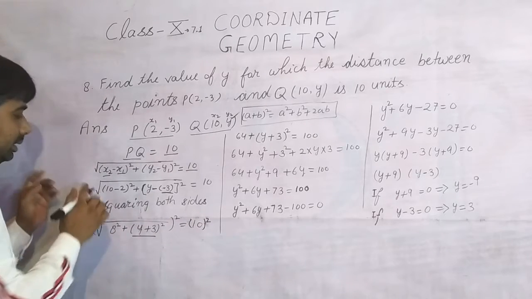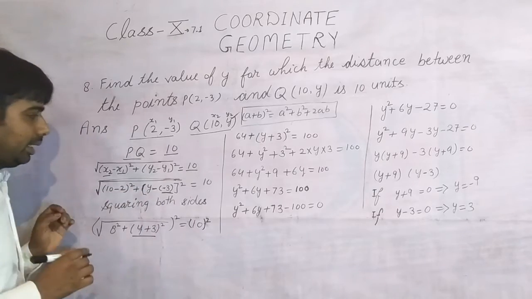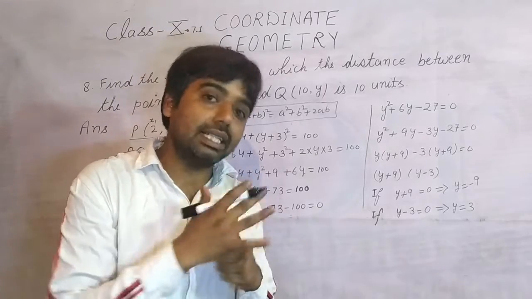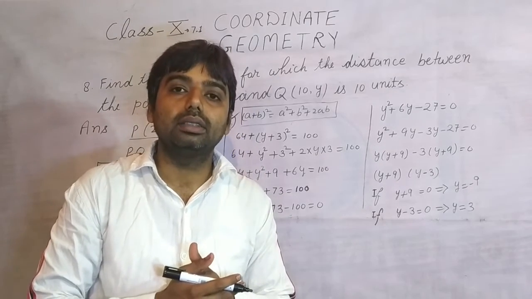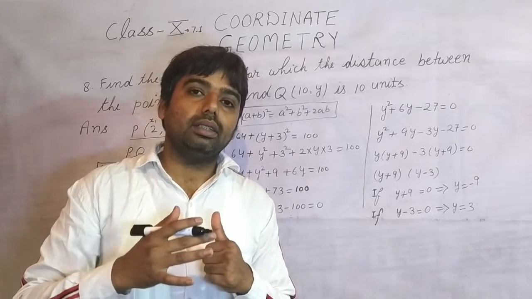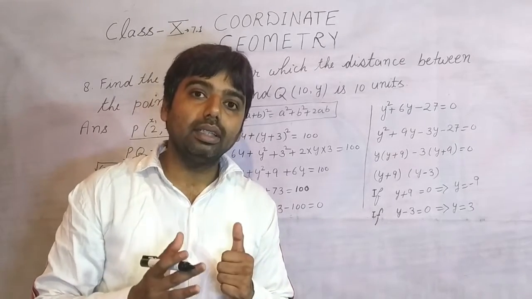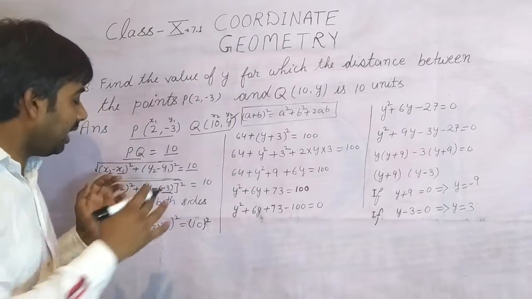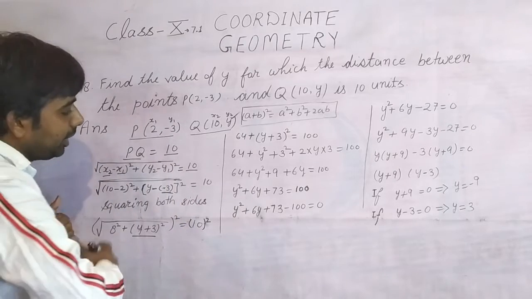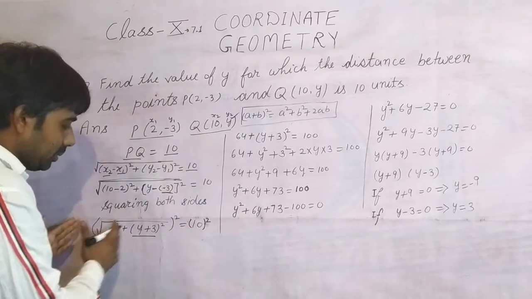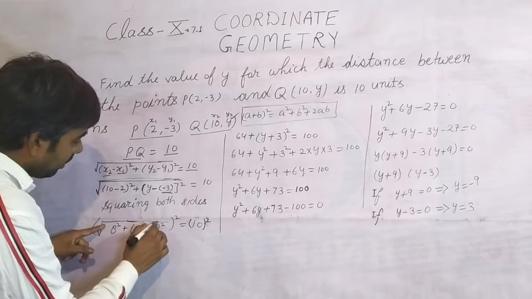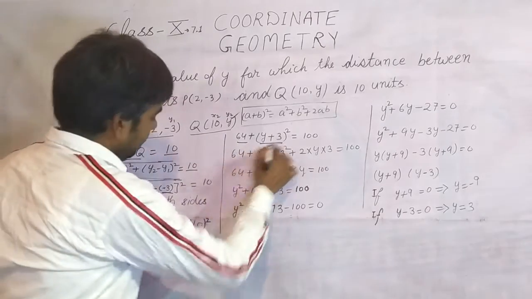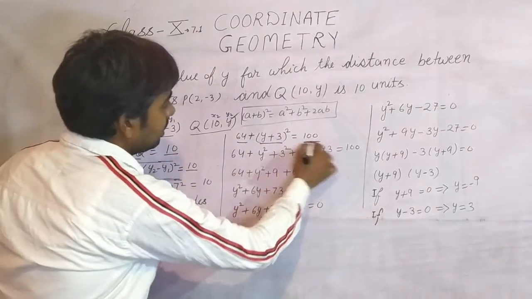Solving this, it is under a root, and under the root we cannot solve it in the present condition. So what is required? We are required to take the square on both sides. Why? Because the square can cancel the square root. If I am taking the square on this side, it is required to take the square on this side also. Taking the square on this side, the square root will cancel with this square. 8 squared is 64, and 100 is the result of 10 squared.